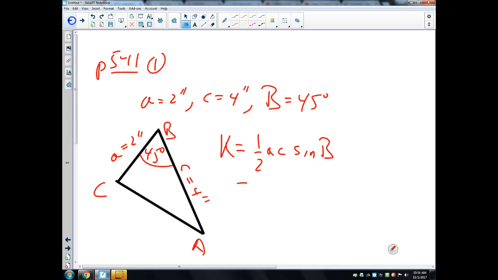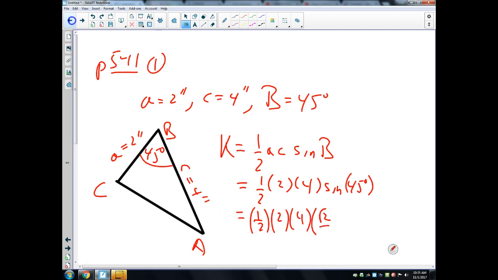And this you can do exactly because it's 1/2 times 2 times 4 times the sine of 45 degrees. The sine of 45 degrees, you know it. It's, well, let's write it out. It's 1/2 times 2 times 4 times rad 2 over 2. So the half and the 2 cancel, and 2 into 4 is 2, and you get 2 rad 2. And what are the units? Well, A and C are in inches, so A times C is in square inches. And of course, if you put this in your calculator, you're going to get approximately 2.828 square inches.